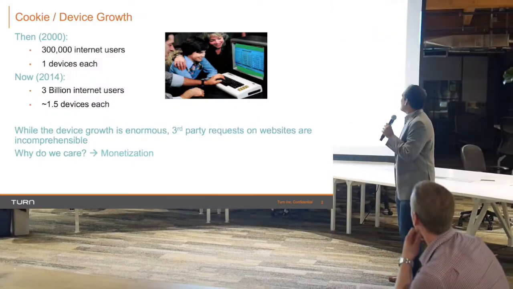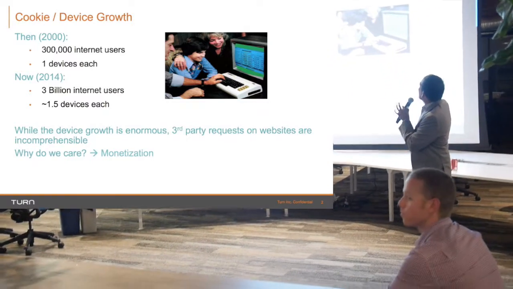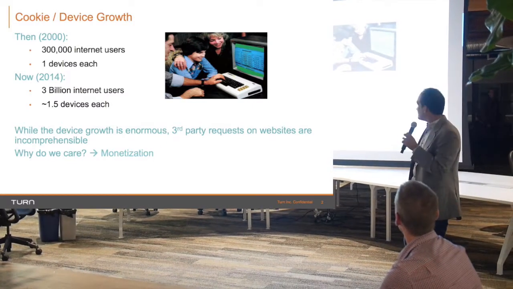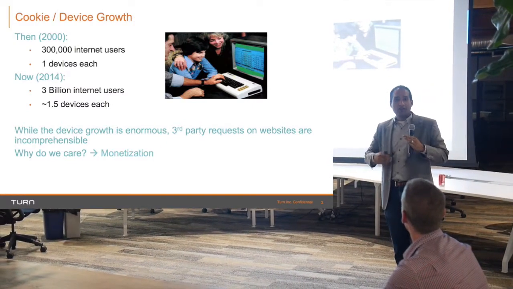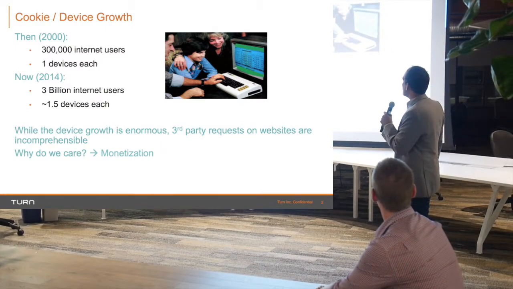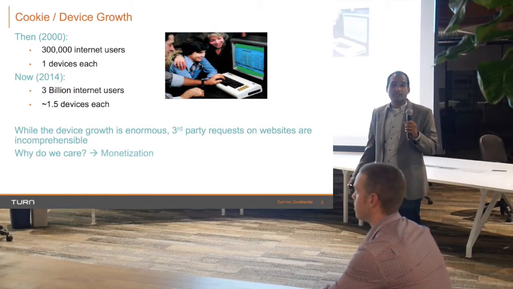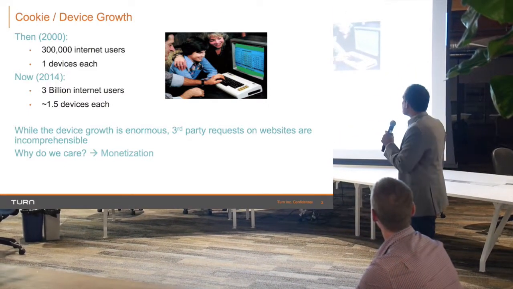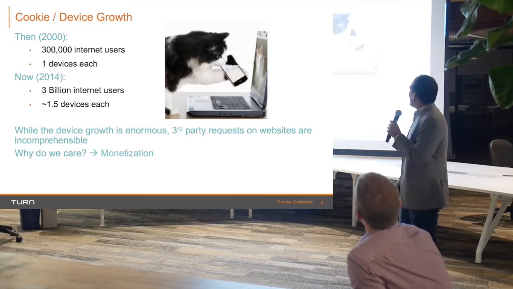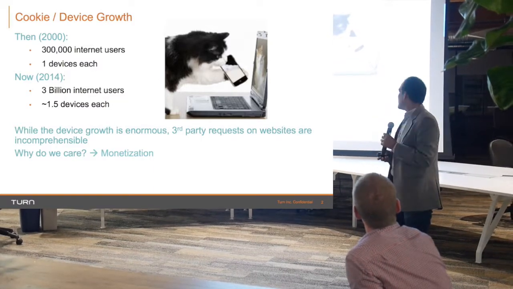Okay, so why do we care? Cookie and device growth. Back in 2000, you had 300,000 internet users, you had one device. It was a very straightforward world. There were only a few browsers. Browsers set the cookies. And I'll get to why this is important in a second. Today we have 3 billion internet users, and they each have about two devices, sometimes 3, maybe more. And here this cat has multiple devices. Okay, so device growth is enormous. Everybody knows that. That's great.